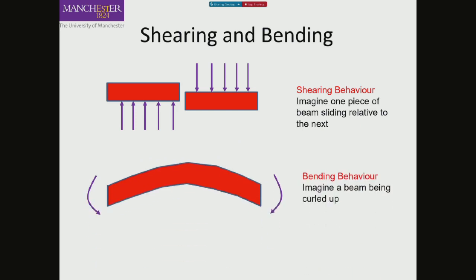So shearing and bending. Shearing, as the name suggests, is one part sheared with respect to another. So imagine one piece of beam sliding relative to the next, and that gives rise to this shearing behavior. Whereas the bending behavior is very much like imagining a beam being curled up or bent down, for example.